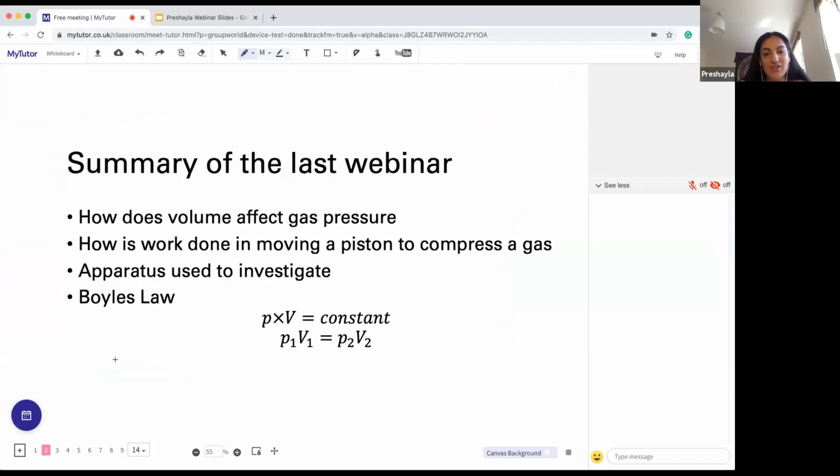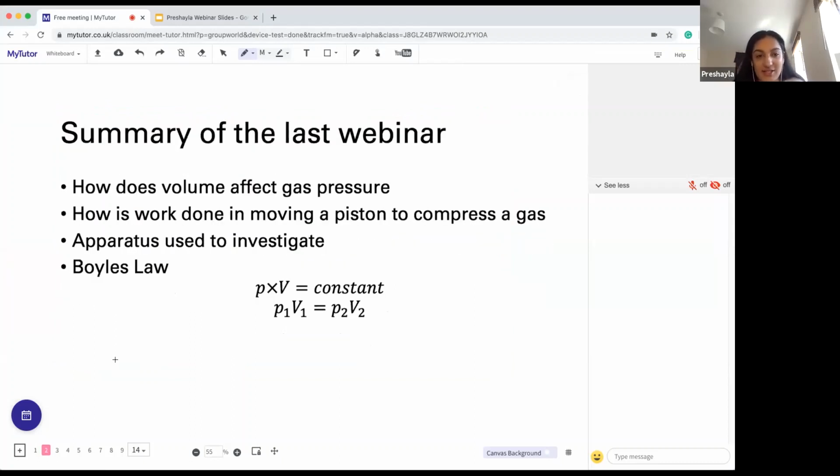Okay, so let's quickly do a summary of the last webinar and indeed the end of the last topic. So we were talking all about gases and atoms and how they're compressed. How does gas pressure affect volume? How does temperature affect pressure? So last webinar we looked at how does volume affect gas pressure, and we looked at this through the idea of a piston in a container. So that container had a piston in it and we were pushing down on the piston to compress the gas, to make the volume of the gas smaller. When we made the volume of the gas smaller, we had to think about what happened to the pressure. Well, if we made the volume of the gas smaller, the pressure went up.